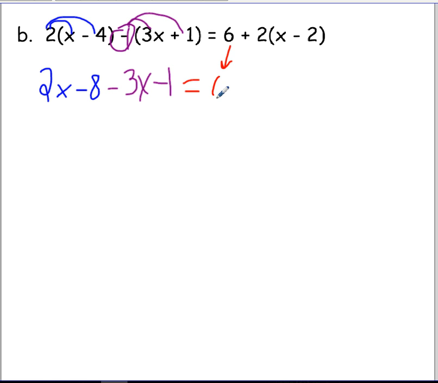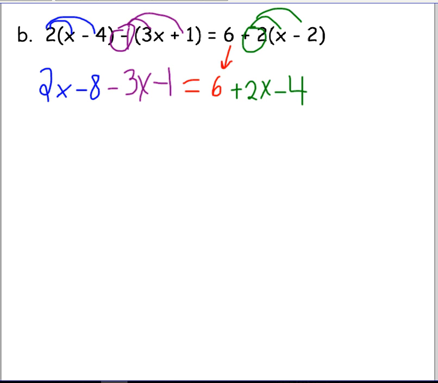Remember, order of operations tells us we cannot add those two together and distribute 8. The 6 gets brought down. And then we will look at distributing this +2 into our parentheses. So that will leave us plus 2x and -4.